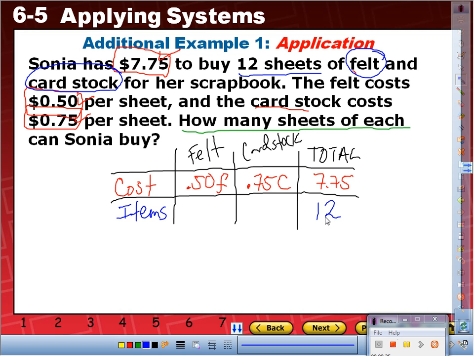Okay. But do we know how many of felt? No. So if we don't know, what can we label it? Very good. F. Okay. How about cardstock? Do we know how many cardstock? No. Therefore, what can we label it? C. Does everybody see? Okay. So, everybody got it? Yeah.